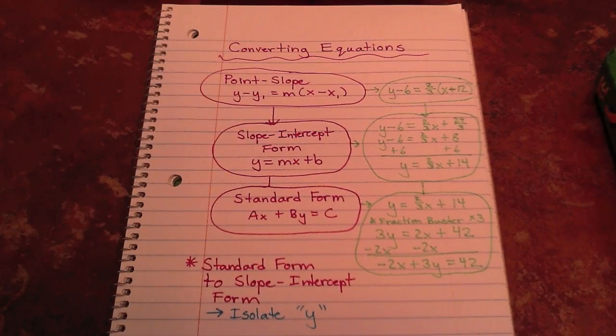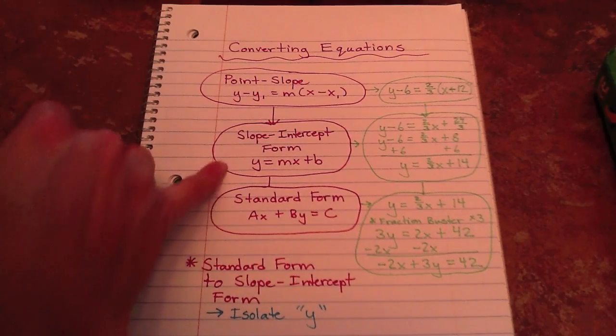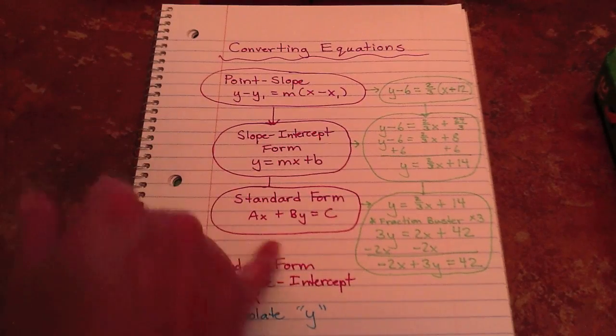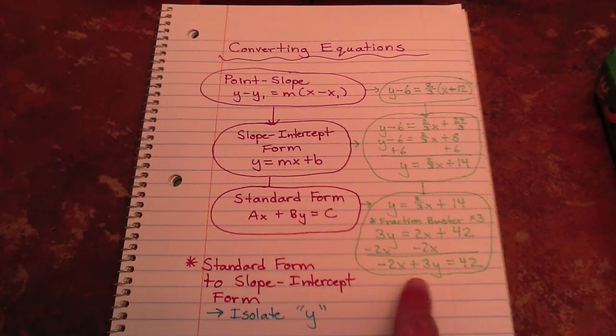And then, of course, you can always go from standard form to slope-intercept. These two you can go back and forth between, and you would just isolate y if you were trying to get this into slope-intercept form. So I just wanted you to remember that you can convert between those. After we do a little more review on all that, we'll move on to lesson 5.5.